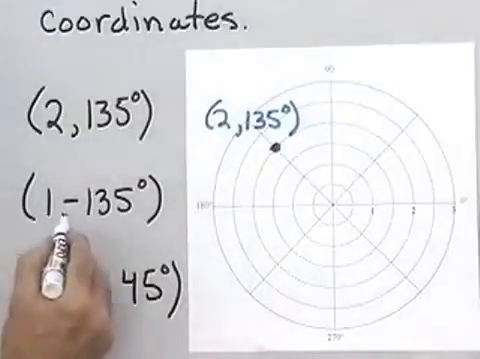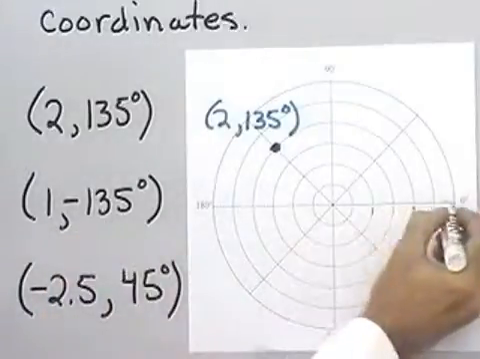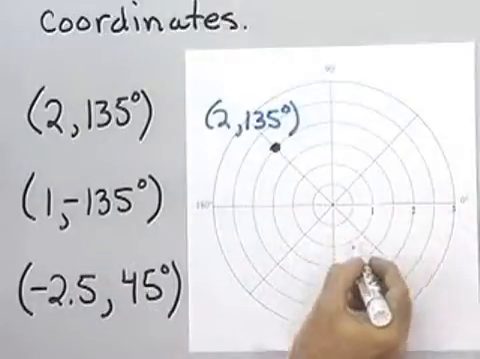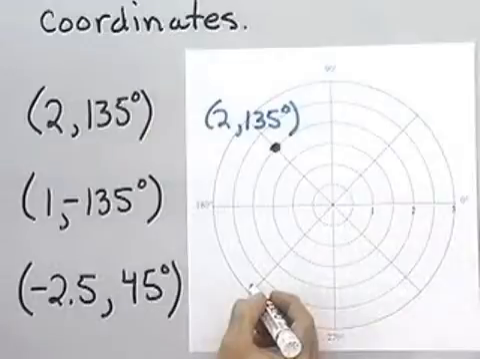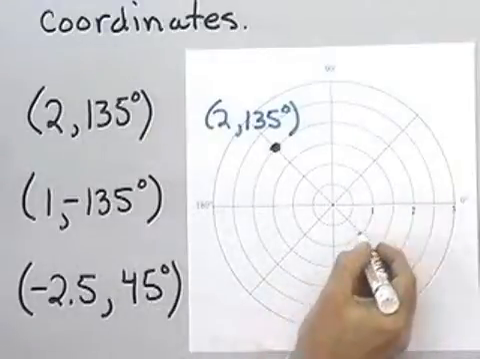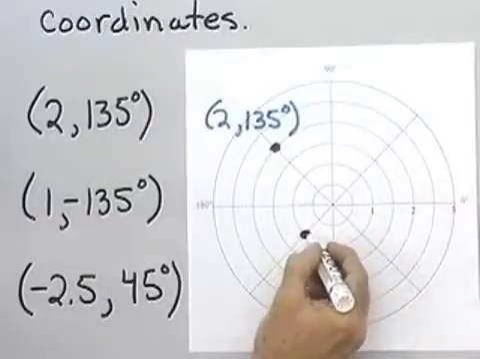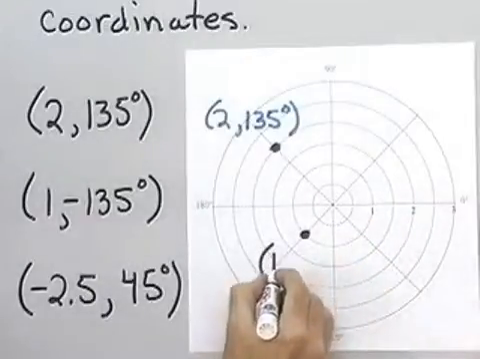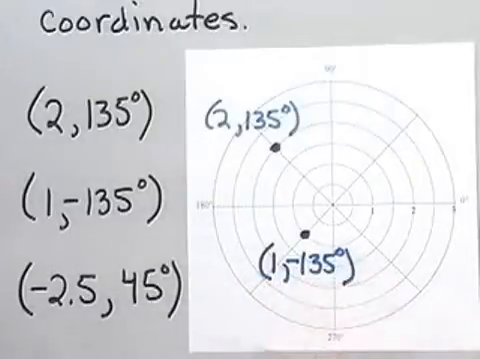I have the point (1, -135°). Well, if this is 0 right here, negative 135 is back this way, and that's this angle. And so I want to go 1 unit out on that angle, which is negative 135. So negative 135, and then I want to travel out 1 unit. That's this point right here. So there's the point (1, -135°).